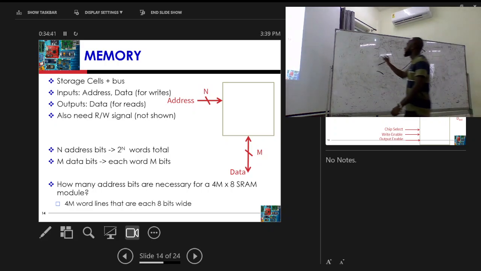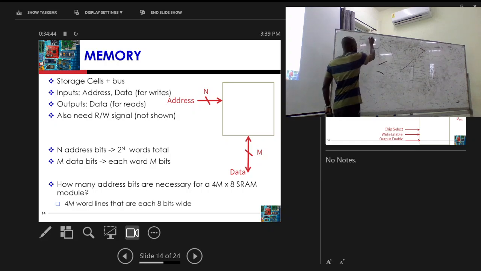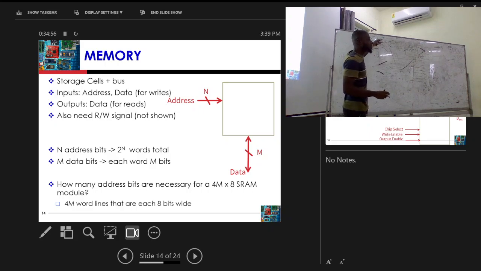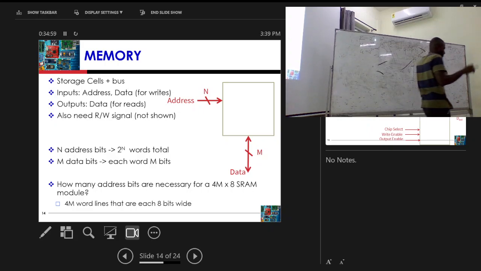In computing, K is 2 to the power 10, M is 2 to the power 20, G is 2 to the power 30. This is what we use in computing. It's not your millions and thousands. We are using the 2 because we are dealing with bits. Understand that? It's bits, ones and zeros, so 2 to the power something.